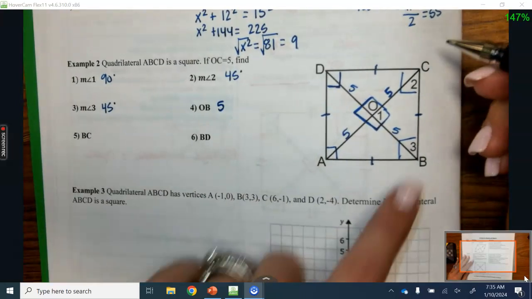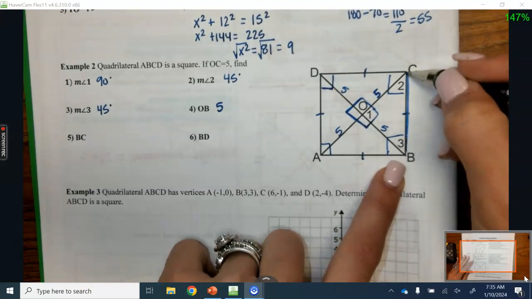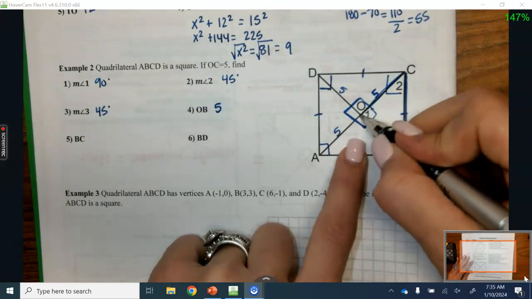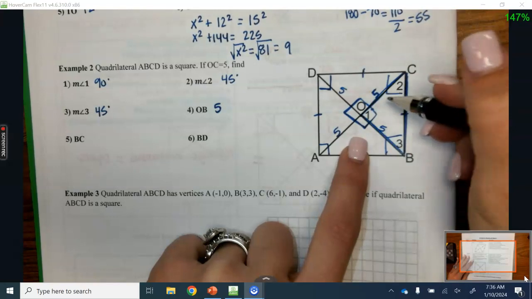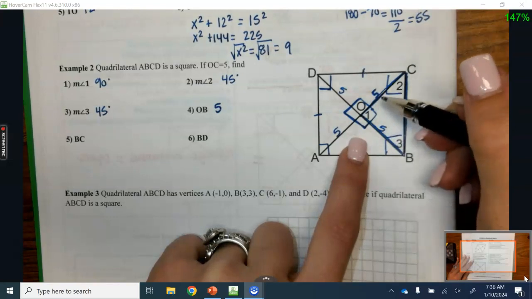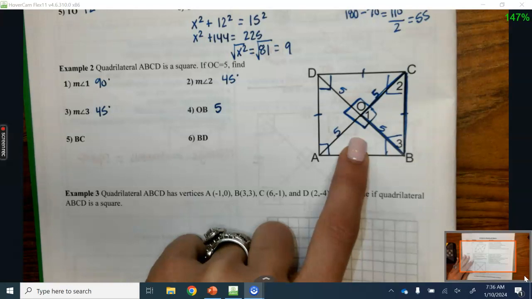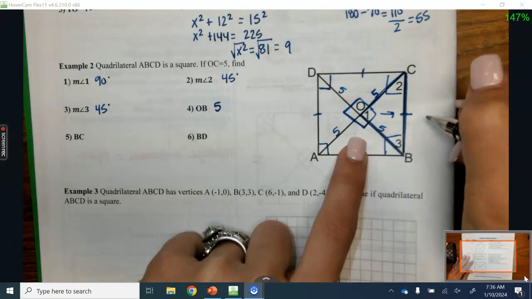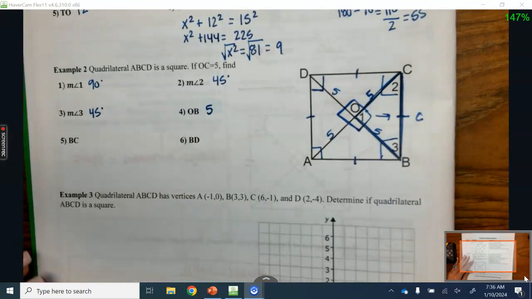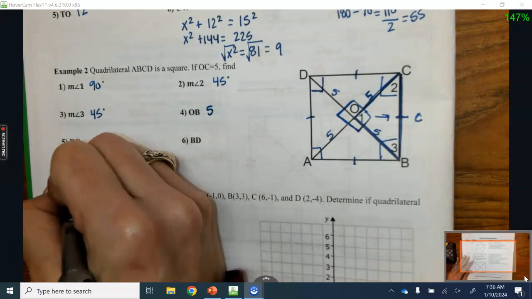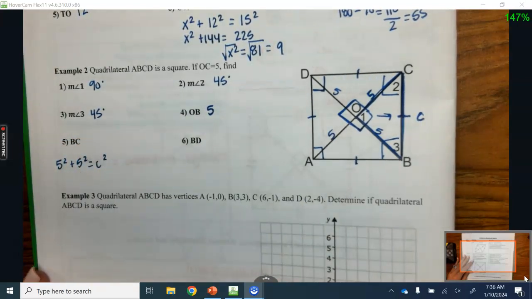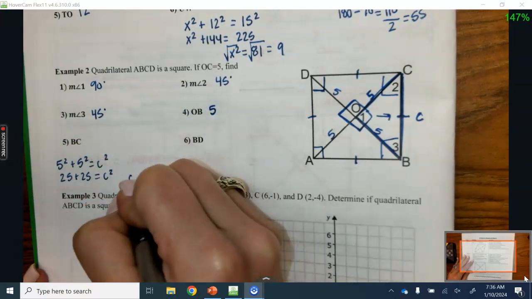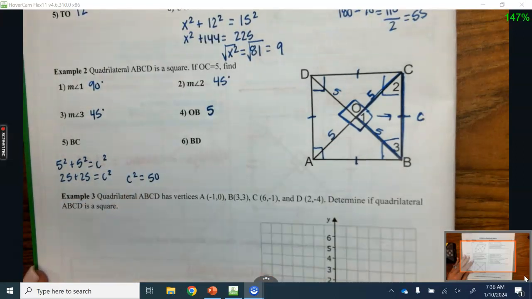Okay, BC. BC is one of the sides. All right, I wasn't given a side measure, but again, I have right triangles within my square, and I have both sides of the 2 legs, right? 5 and 5. I can do Pythagorean theorem. Here is the side opposite of the 90-degree angle, which is always going to be C, right? So 5 squared plus 5 squared is equal to C squared. That's going to be 25 plus 25, meaning C squared is equal to 50.